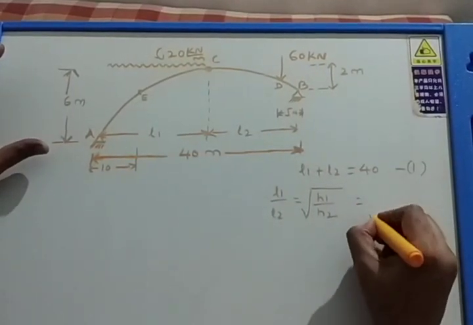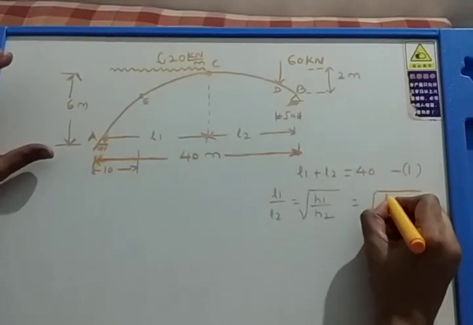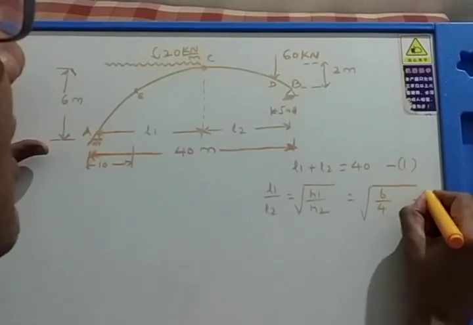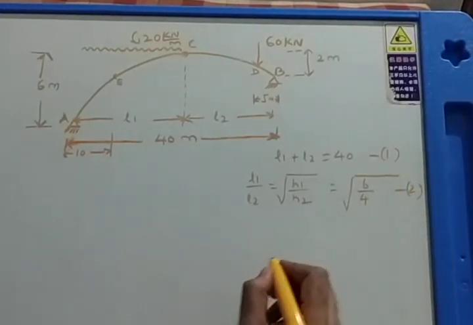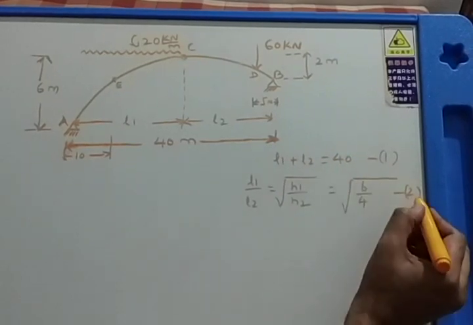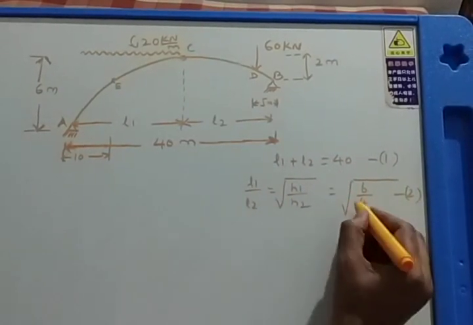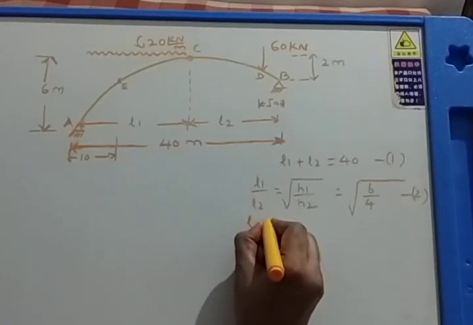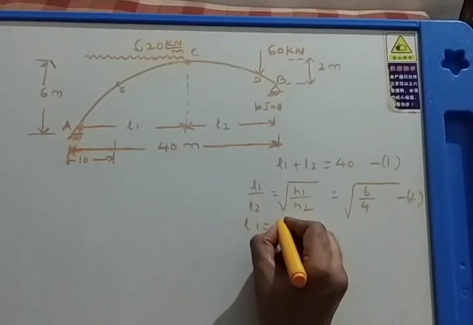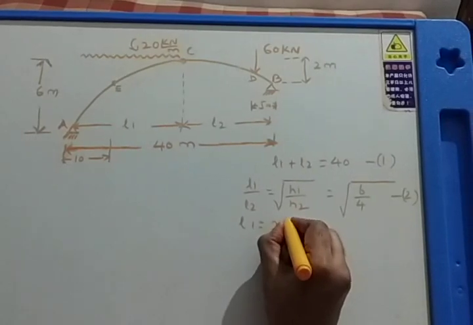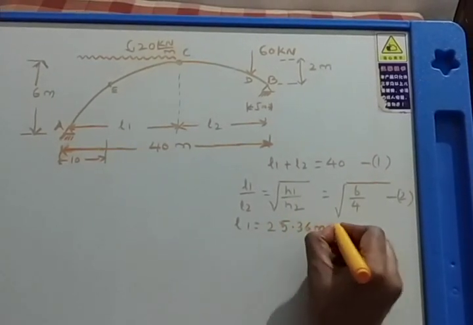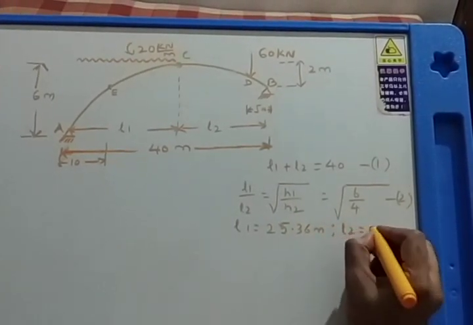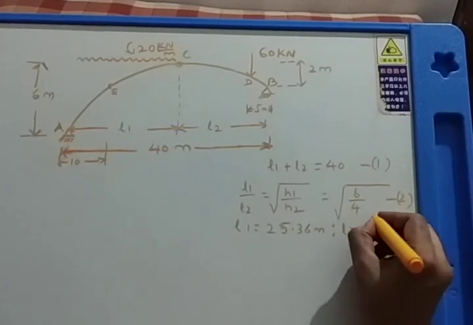So let me substitute here. Root of H1, that is 6, divided by H2, that is 2. So let us solve these two equations, that is L1 plus L2 equal to 40 and L1 upon L2 is root of 6 by 2. You are going to get the value of L1 equal to 25.36 meter, whereas L2 will be smaller, which is equal to 14.64.